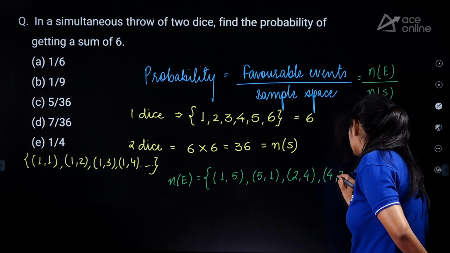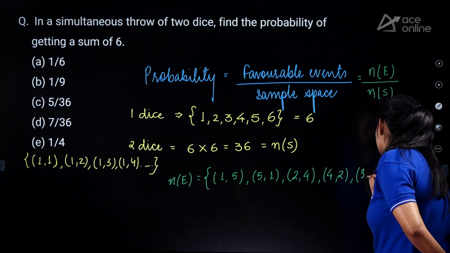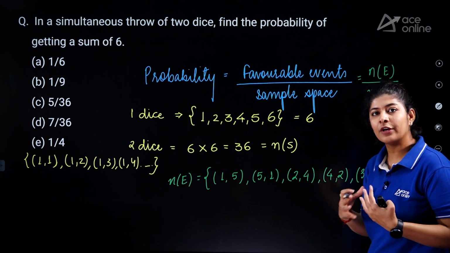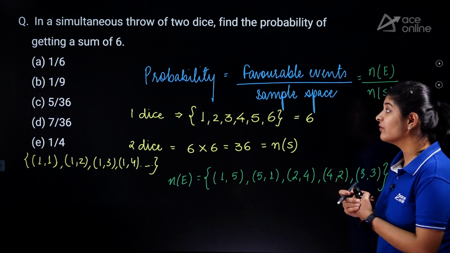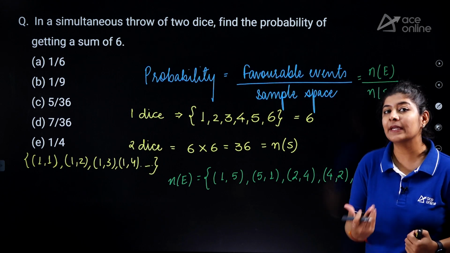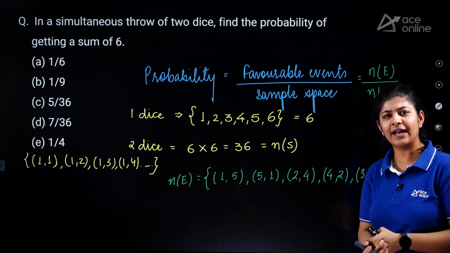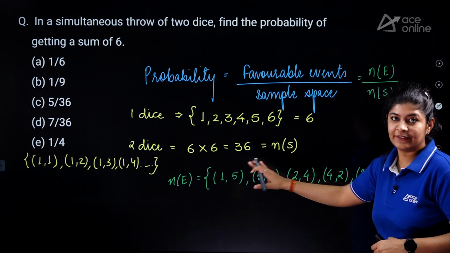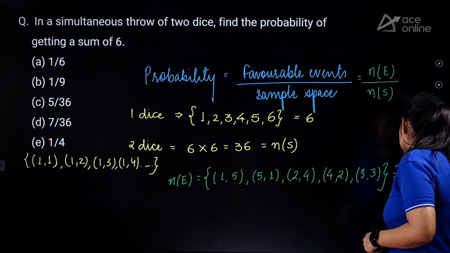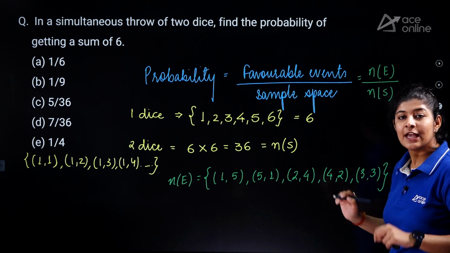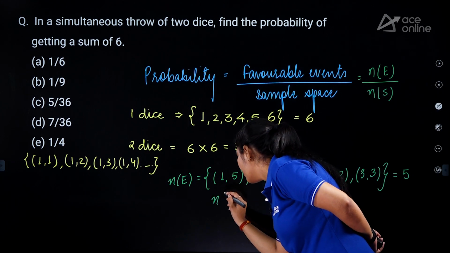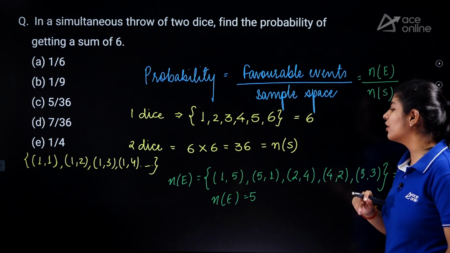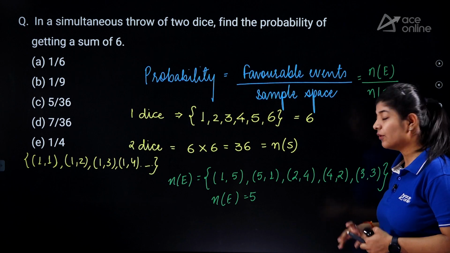After that, we are having 4, 2. After that, we are having 3, 3. Do we have any other option or any other favorable event in which we are getting sum equals to 6? Do we have that? No. So basically, these are the only favorable events that we are having, and these are 5 favorable events. So we can say that the value of NE is nothing but equals to 5.